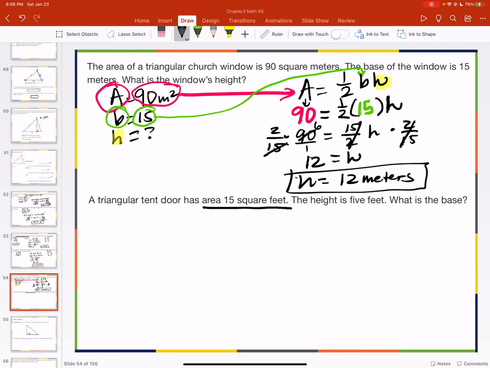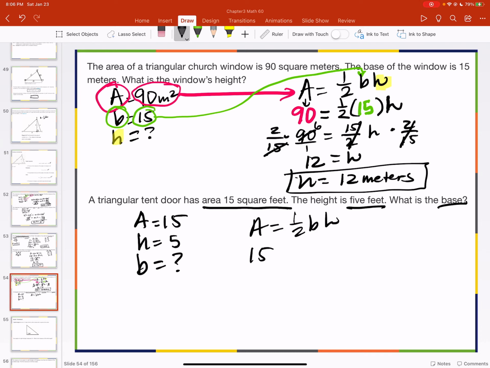A triangular tent door has area equal to 15 square feet. The height is 5. What is the base? So 5, and then the base we don't know. So area is equal to 1/2 base times height. 15 is equal to 1/2. We don't know what the base is, so let's let that be B. And then the height is 5.